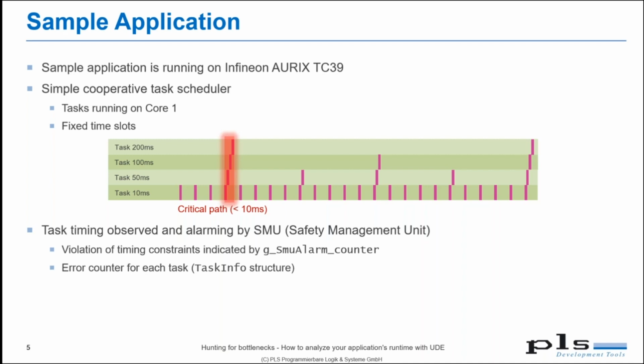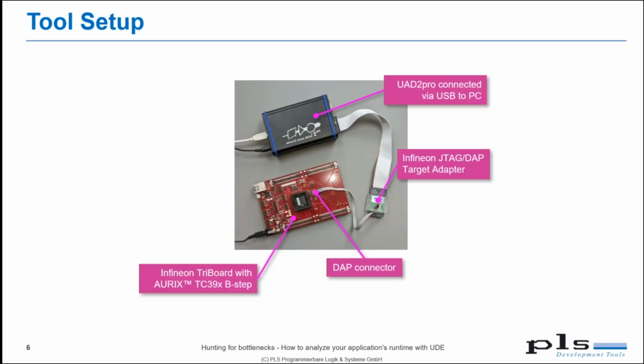There's also a periodic interrupt that is issued by another unit, the capture compare unit 6 of the AURIX, which is also handled by Core 1. And we will see what influence this interrupt has on the runtime behavior of our scheduler.